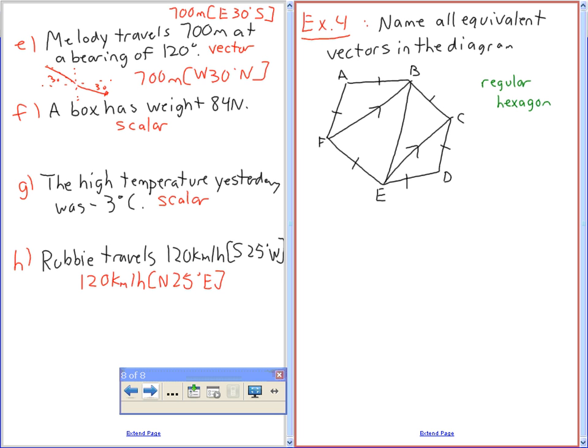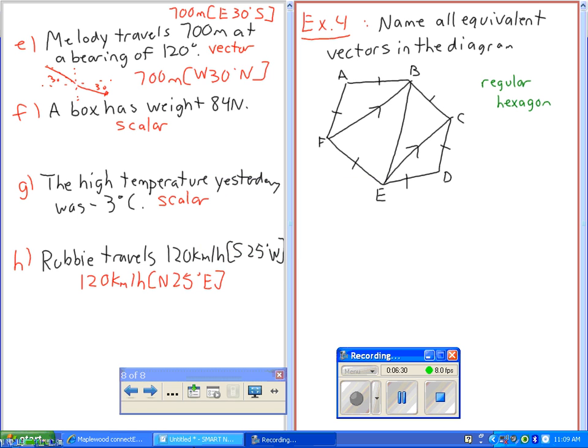Okay, that's a regular hexagon that's supposed to be. What does a regular hexagon mean? All sides the same. What else does it mean? All the angles are the same. Right on. So that's the other hint. I want you to list all the equivalent vectors in the diagram, please.